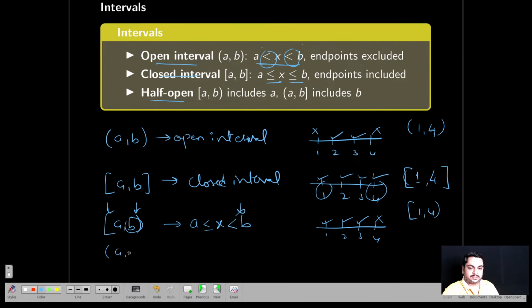Similarly, on the other side, (A, B] implies A is strictly less than x, less than or equal to B. So if I take the same interval (1, 4], with 1, 2, 3, 4: 4 is included because it's closed on that side. This side is included, but the other side is not included. That is the concept of intervals.